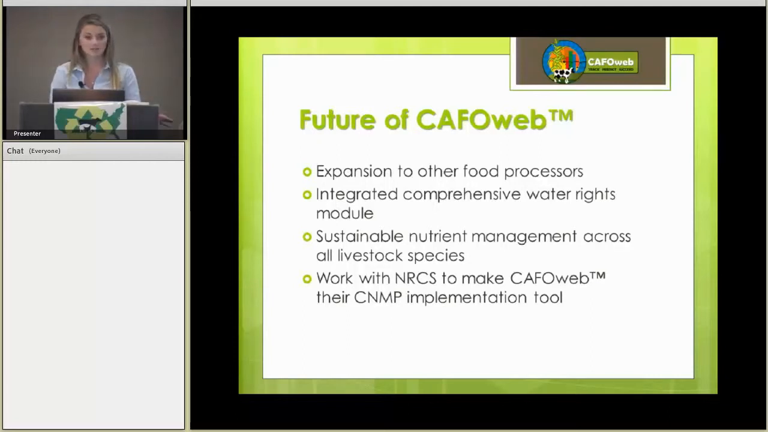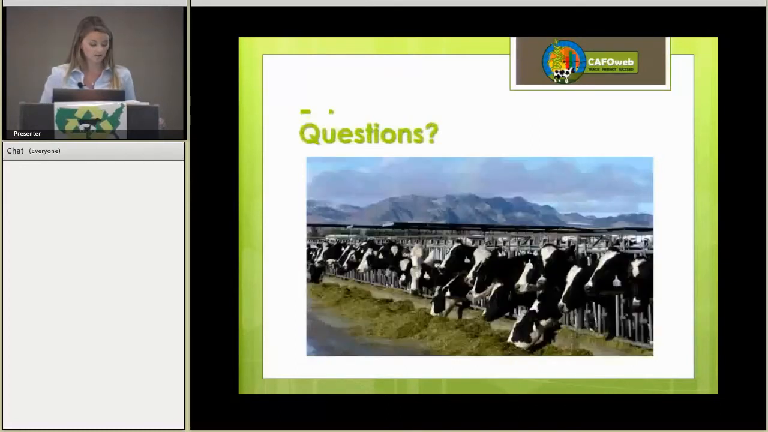And that's something we plan to do in the future, is continue to add modules as they are needed to CAFOweb. We want to promote sustainable nutrient management across all livestock species. And we are also working with NRCS to make CAFOweb their CNMP implementation tool, because that's really what we see this product as, an implementation tool for those CNMPs and NMPs. So CAFOweb will continue to grow and develop based on the needs of our users.